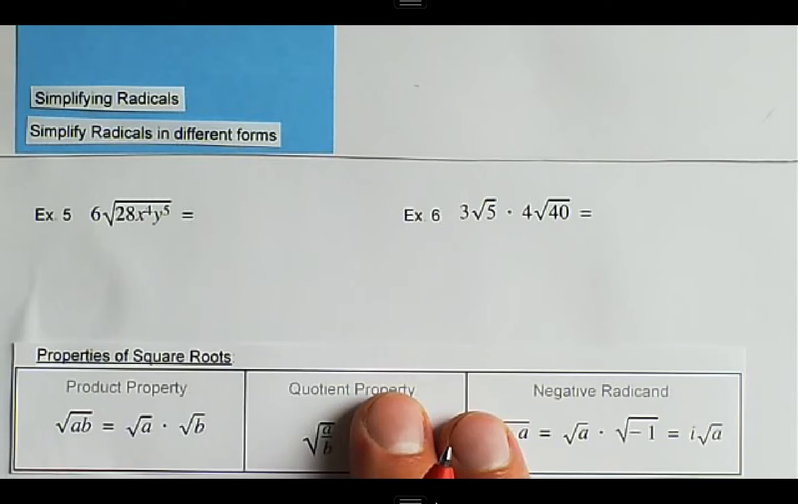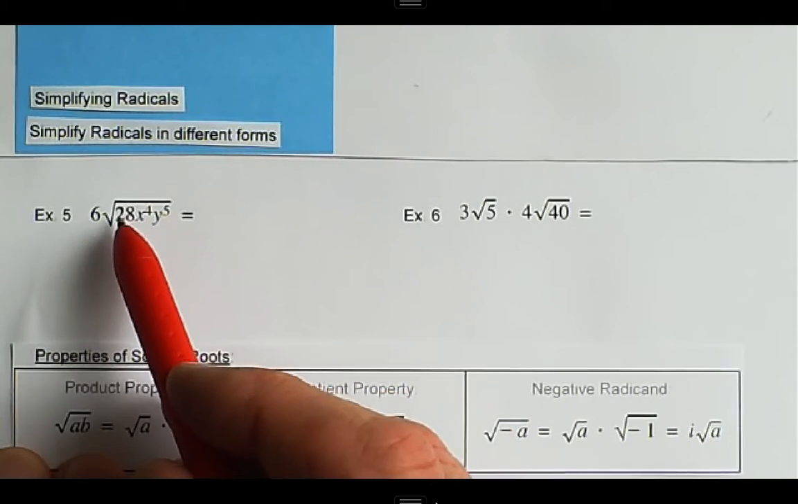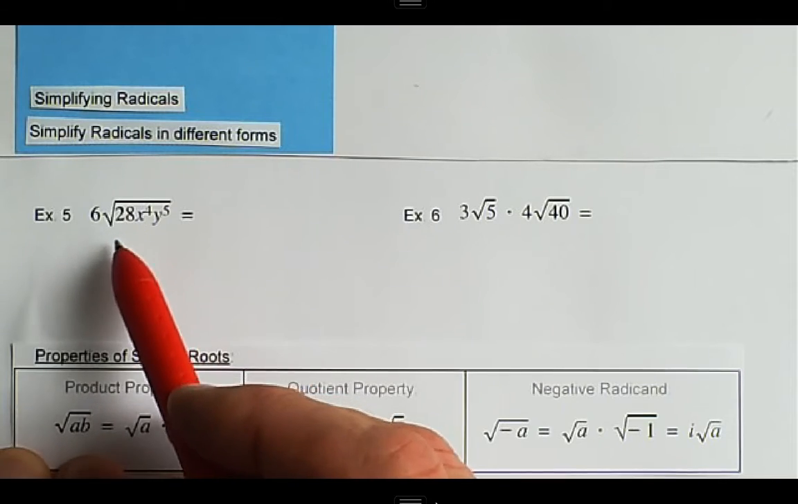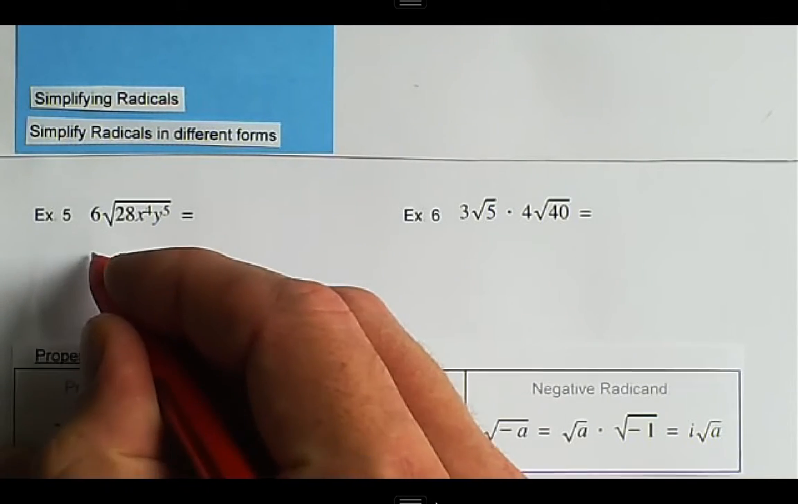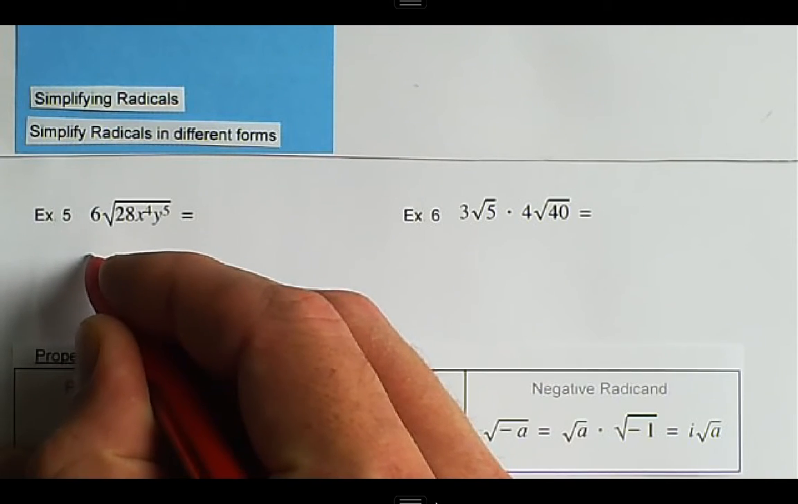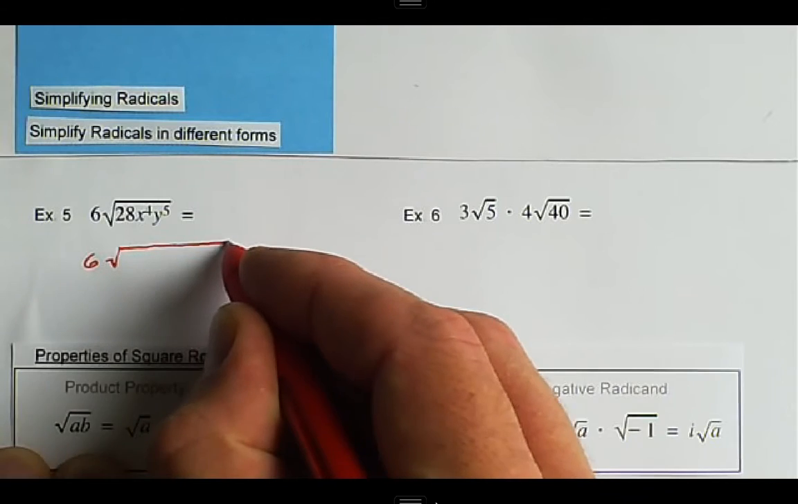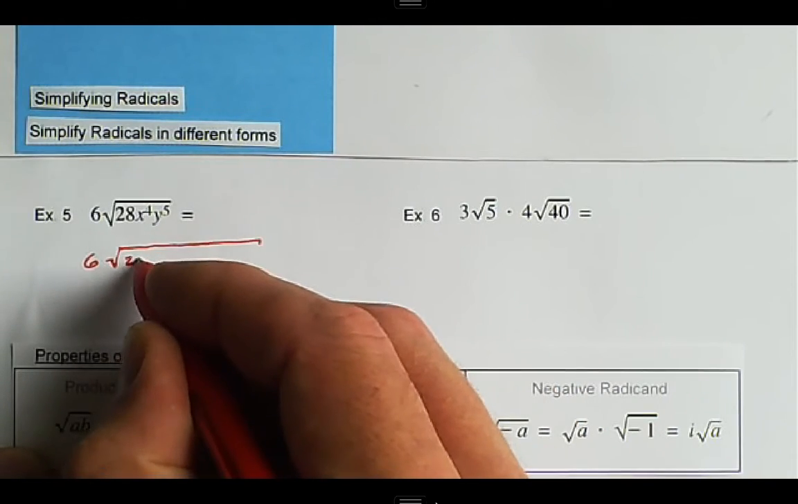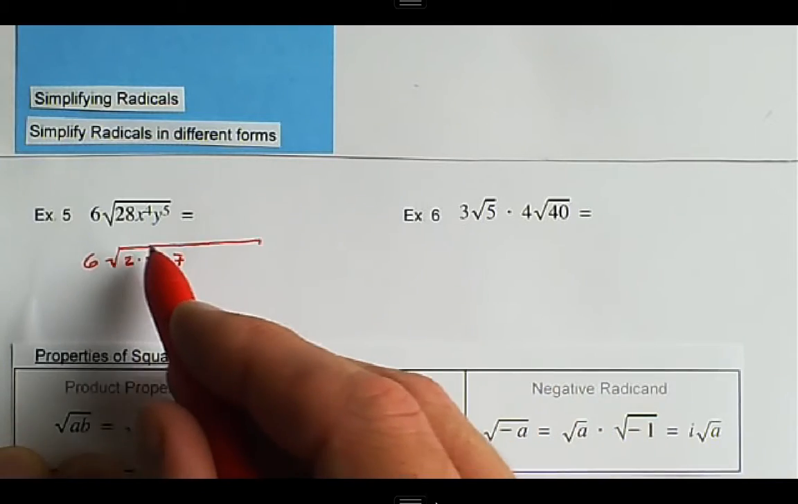Same type of deal. We have to be able to find 2, because that's understood 2. We have to find 2 of those things in order to take it out. So let's see what we can rewrite 28 as. First let's keep the 6 there. And then we can rewrite the 28 as 2 times 2, which is 4, times 7, that gets us to 28.